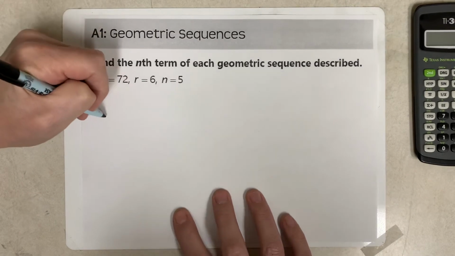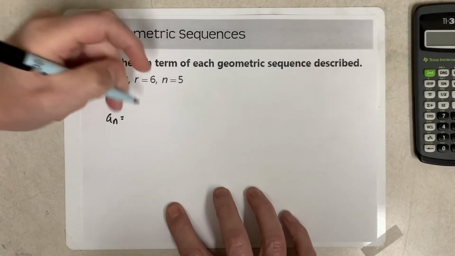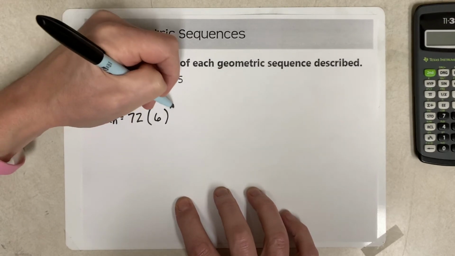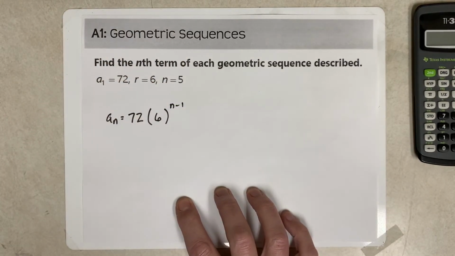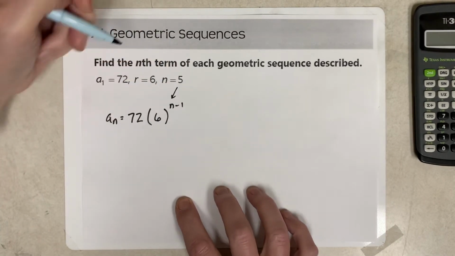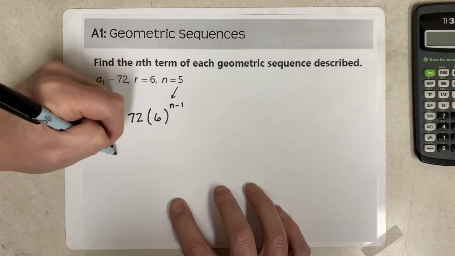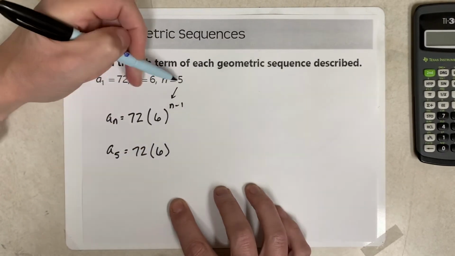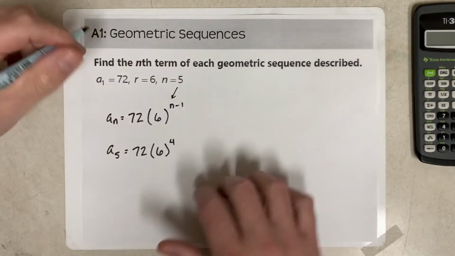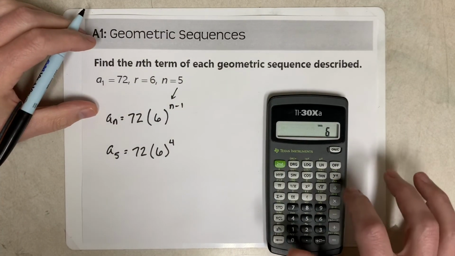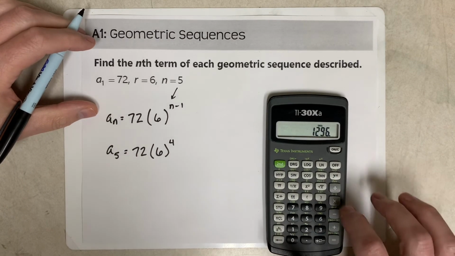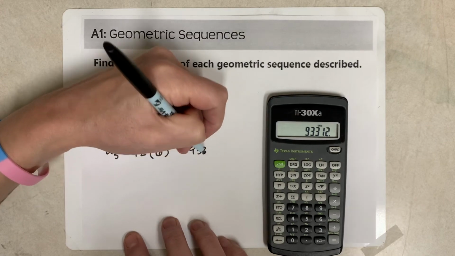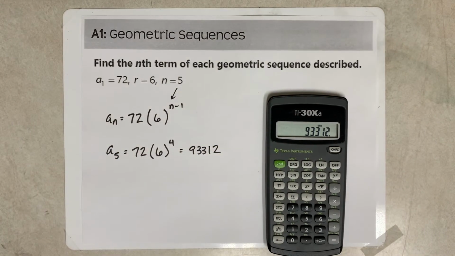Okay, this one we get a sub n is 72 times 6 to the n minus 1. N is 5 this time. So this is probably going to be a pretty big number. So a sub 5, 72 times 6 to the 5 take away 1 is 4. Okay, so 6 to the 4th times 72 equals 93312, and that is correct.